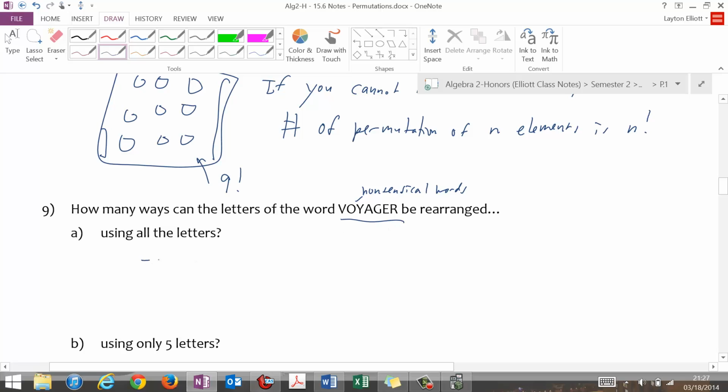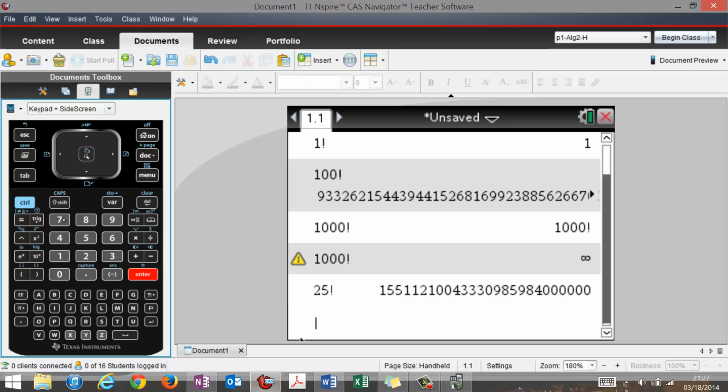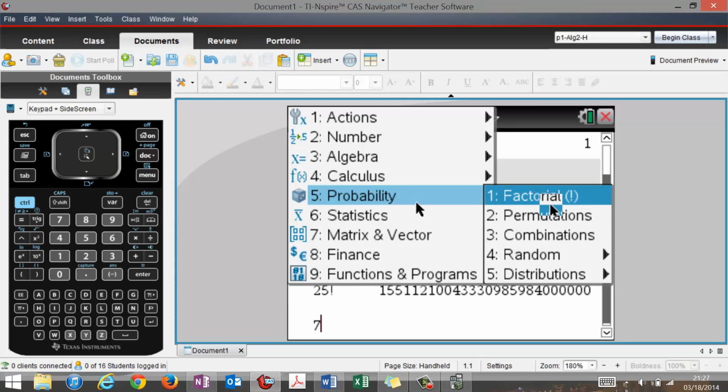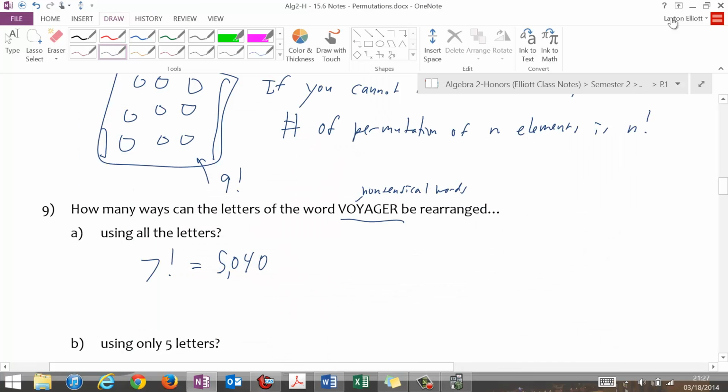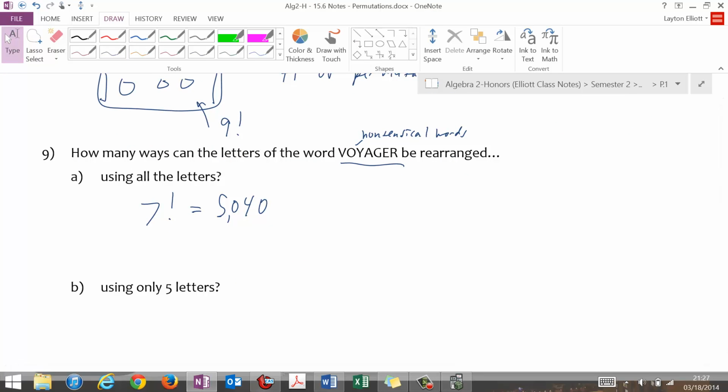Well, there are 7 letters. I can just say 7 factorial. And 7 factorial is equal to, if I plug it into a calculator, 5040. You can do it by hand, but I'm not going to make you. For the most part, you're going to be allowed to use a calculator in this. Just show the factorial and then plug and chug, and you'll see the 5040. But using only 5 letters is a little bit of a different case.